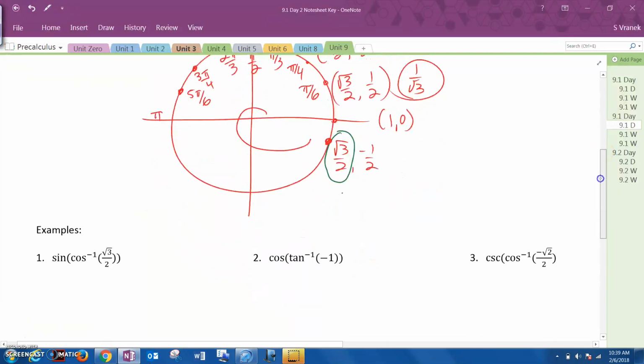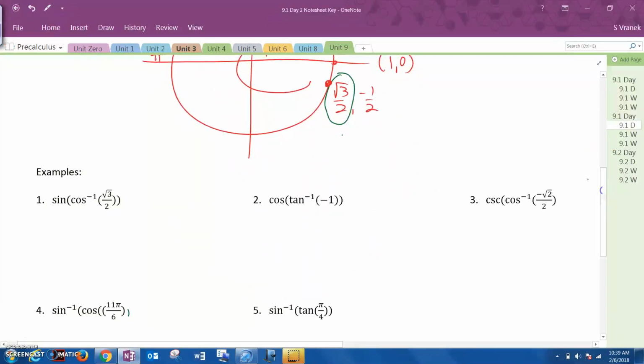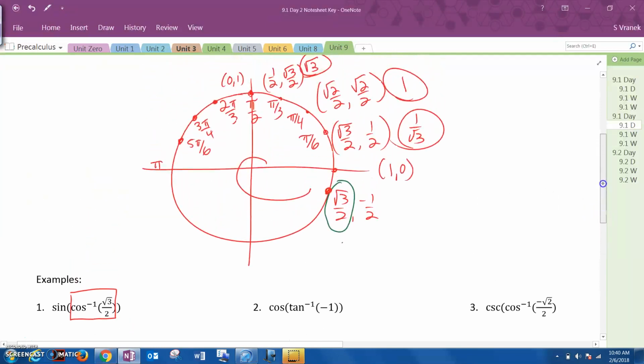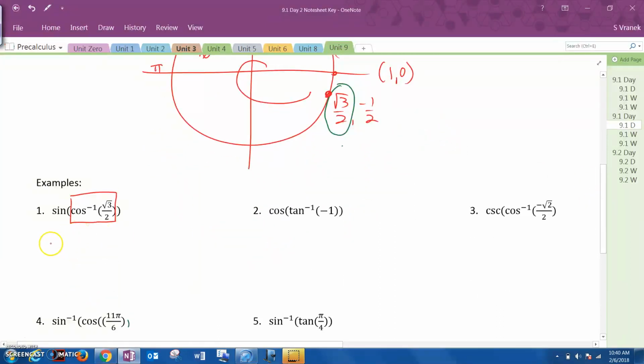So the first thing we've got to look at is the sine of the cosine inverse of root 3 over 2. What you've got to do is focus on the inside one first and figure out what angle has a cosine of root 3 over 2. Well, it has to be in quadrant 1 or 2. It's going to be in quadrant 1. And root 3 over 2 is when you're at pi over 6. So this whole thing just turned into the sine of the angle pi over 6.